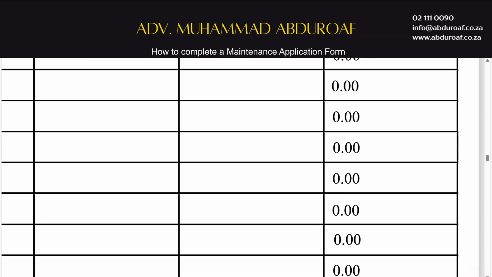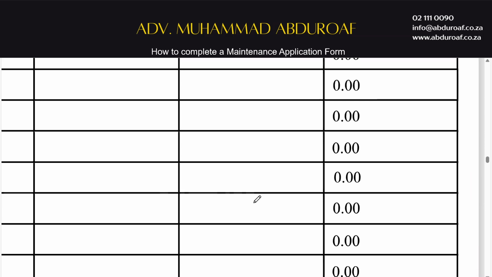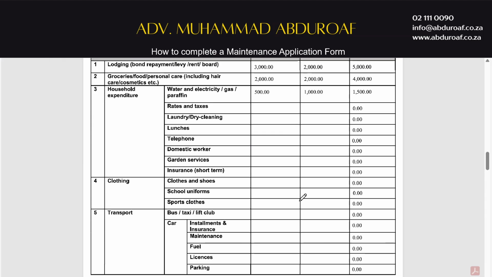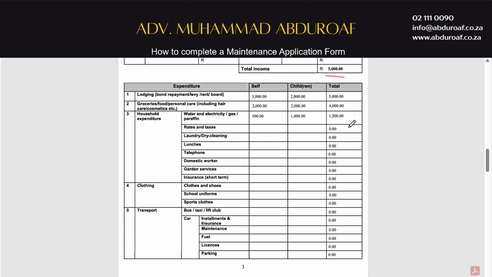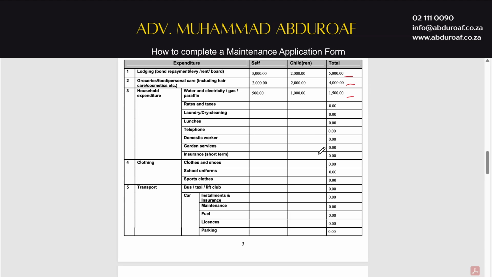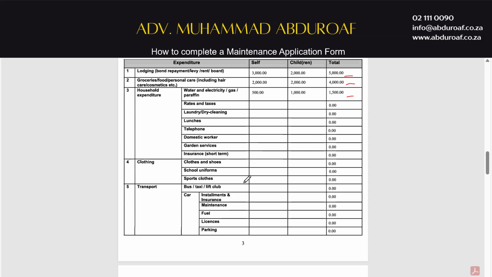Remember, this is fictitious. What happened there? Then we go further on this form, start completing it. We look at items, for example, lodging. So here we have 5,000, 4,000 for groceries, and then various other household expenditures as well. Completed. It takes some time.